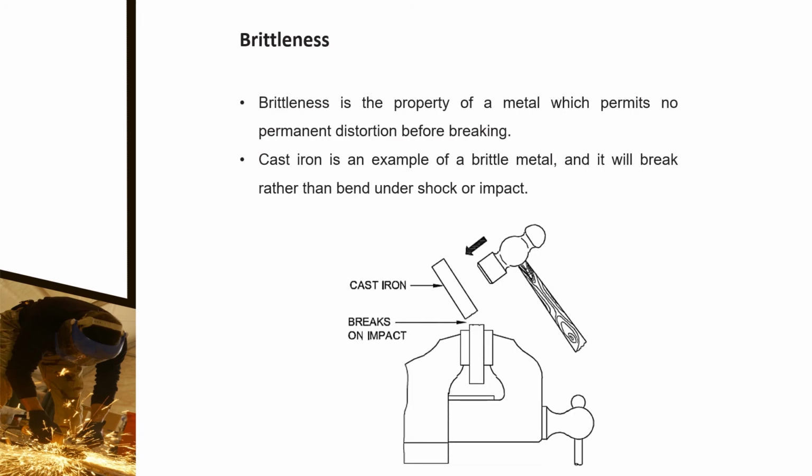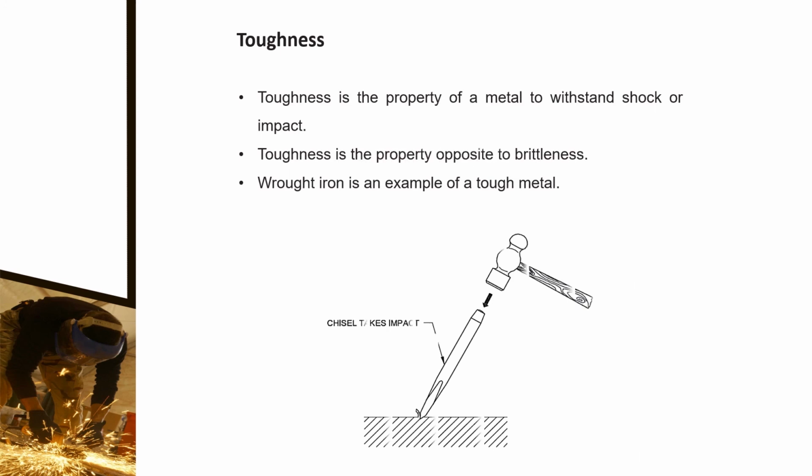Brittleness. Brittleness is the property of a metal which permits no permanent distortion before breaking. Cast iron is an example of a brittle metal, and it will break rather than bend under shock or impact. Toughness. Toughness is the property of a metal to withstand shock or impact. Toughness is the property opposite to brittleness. Wrought iron is an example of a tough metal.